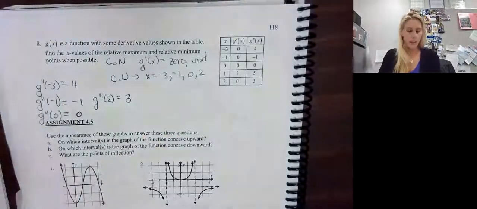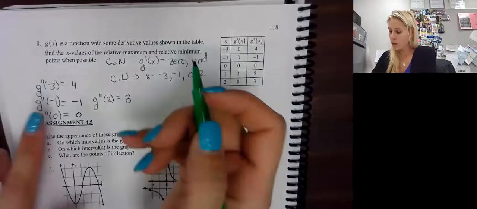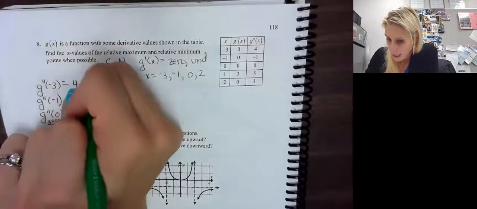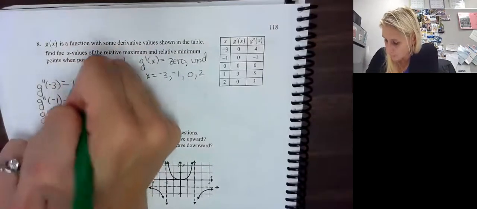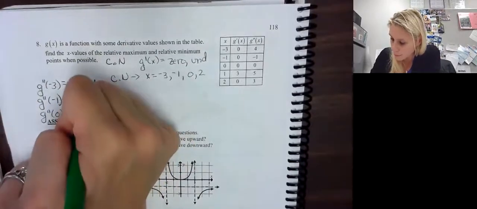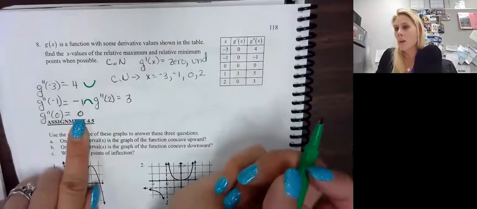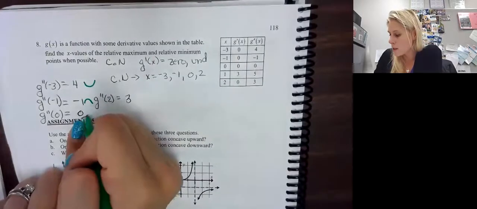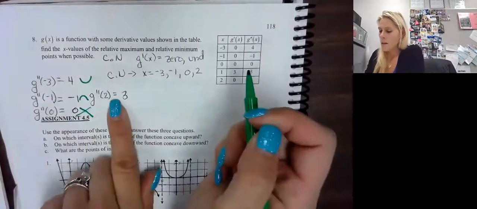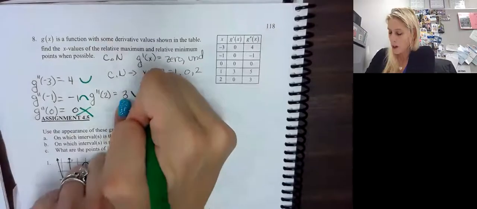So remember, for this, we are looking at positive negatives. So at -3, it's a positive 4. So it is concave up. At -1, it's a negative. So it's concave down. 0 is neither positive nor negative. So we don't have concavity. At 2, it's a positive 3. So that's concave up.